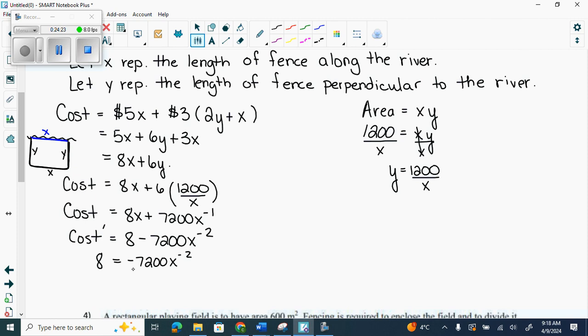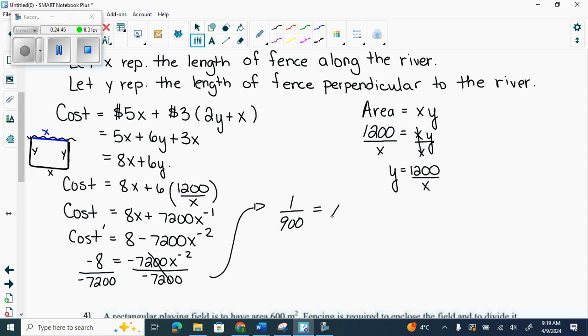Then we are going to divide by negative 7200. There's another way, but I'm doing it this way. Is it 1 over 30? Oh, 90. Yep, it's 90. 1 over 900. It needs to square root to 30.